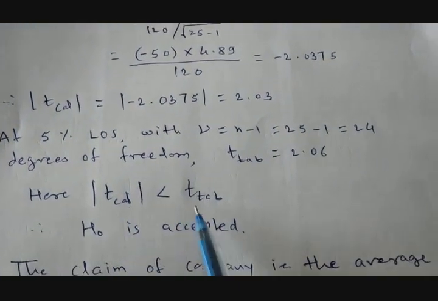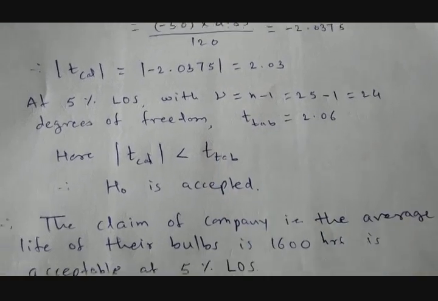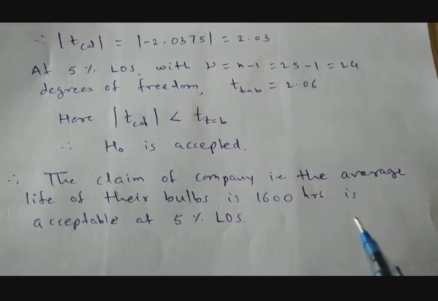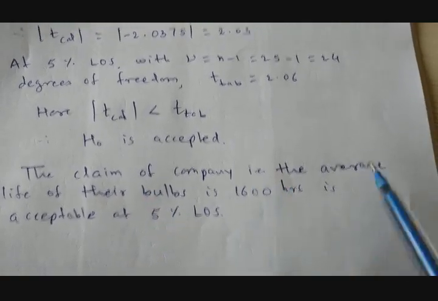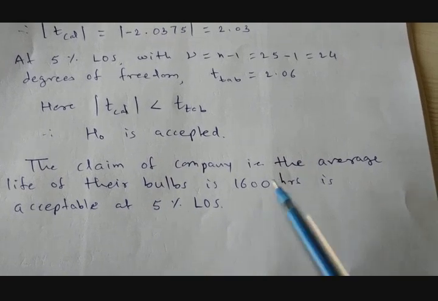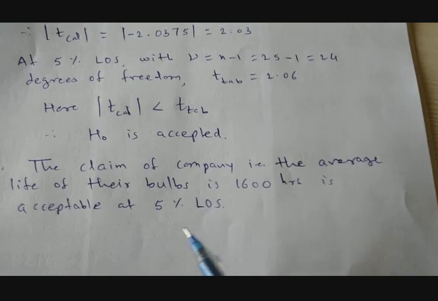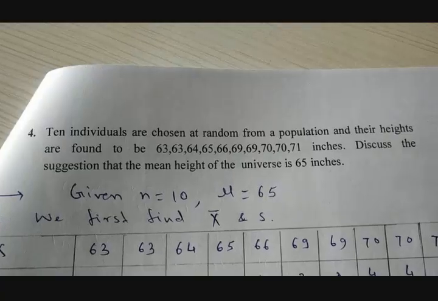So calculated value is less than tabulated value, so H naught is accepted. The meaning of H naught is accepted is, therefore the claim of the company, that is average life of their bulbs is 1600 hours, is acceptable at 5% level of significance.